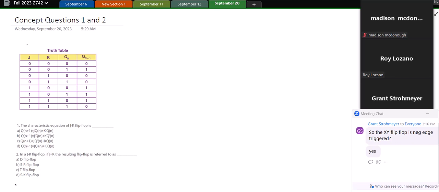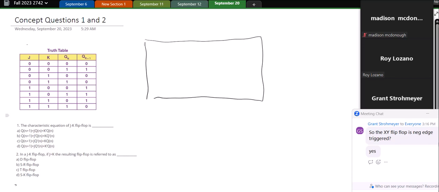Okay, so this first one says the characteristic equation of a JK flip-flop is, and then I have up here the truth table for a JK flip-flop. And so I could do a Karnaugh map, or we could look at it and see if we could figure it out. I think I'm going to do a Karnaugh map because I'm very tired, and I think if I just try to think and try to use my brain, it's not going to work.